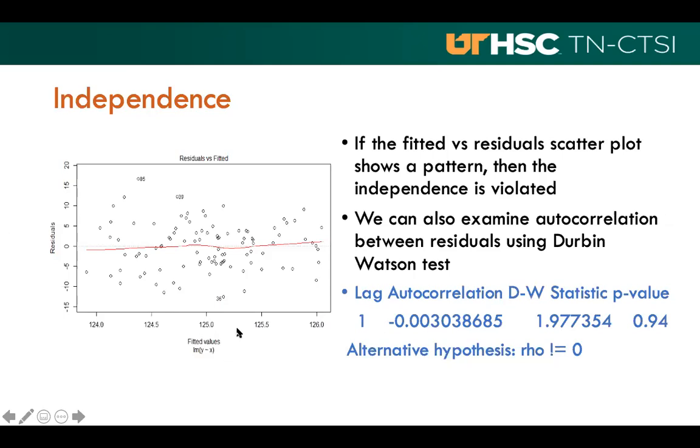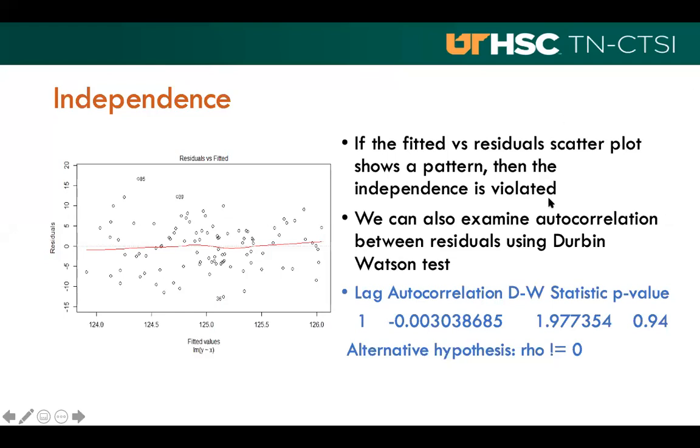Independence. As I said in the previous slides, to examine whether the observations are independent, we plot the fitted values or predicted values against the residuals. If the red line is horizontal and lies close to the zero residual, we say there is no risk of related observations. So we can assume that the observations are independent and we can use linear regression for the analysis.